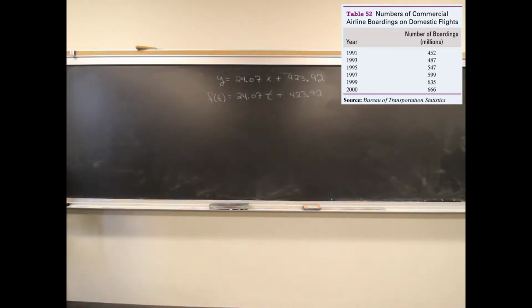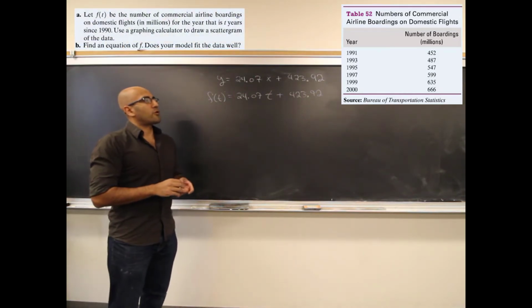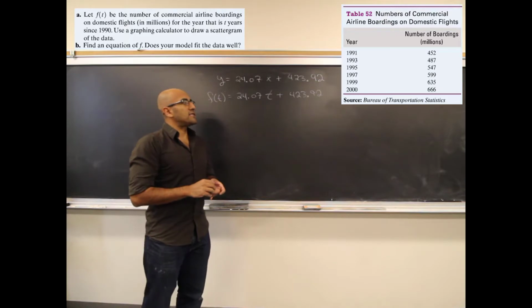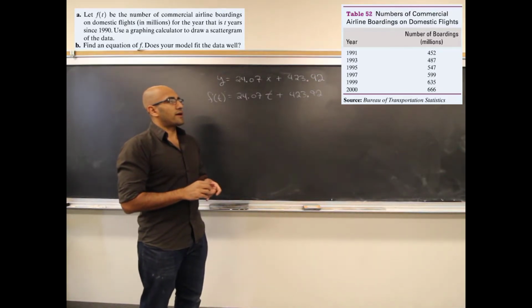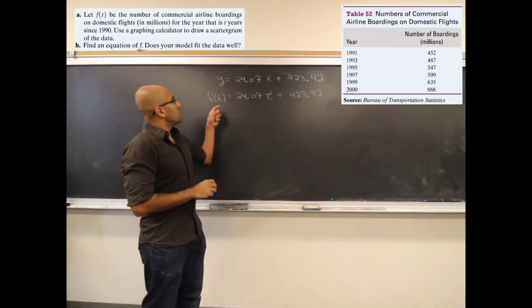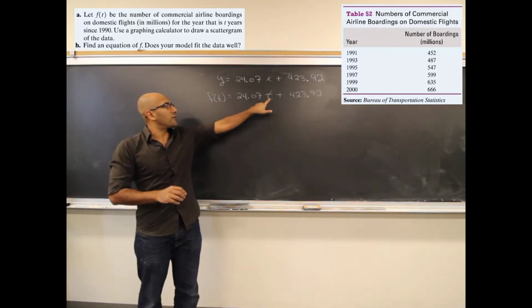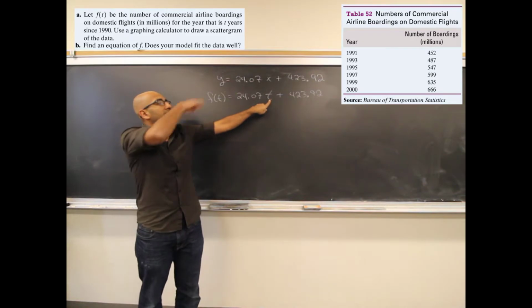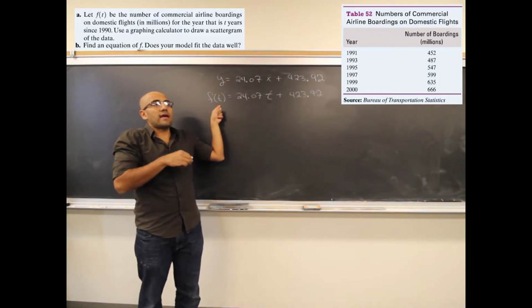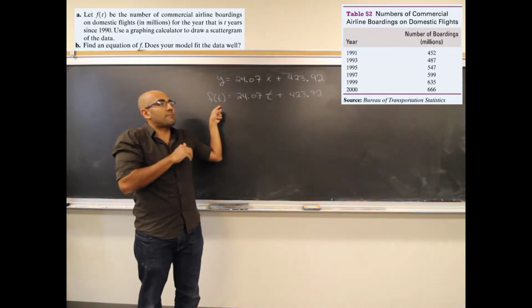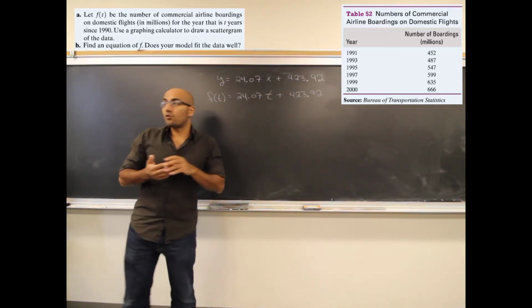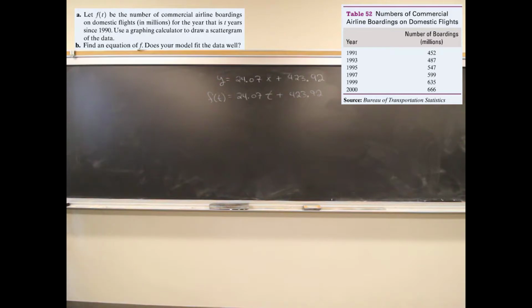Part A said let f of t be the number of commercial airline boardings on domestic flights in millions for the year that is t years since 1990. Use the graphing calculator to draw a scattergram of the data. So here we have an equation where we input t, the number of years after 1990, and the answer is a good approximation as to how many domestic flights there were in that year. This is the real information.